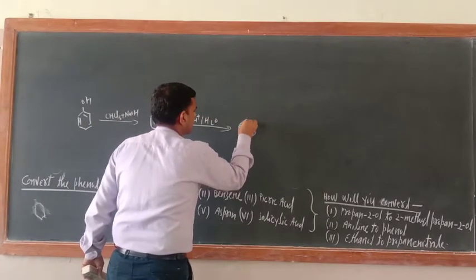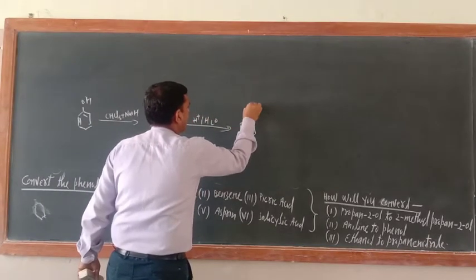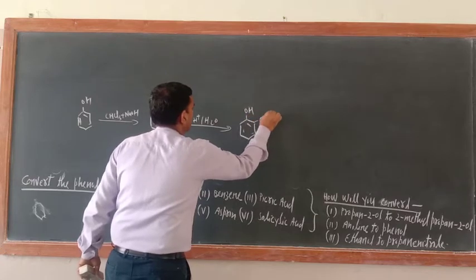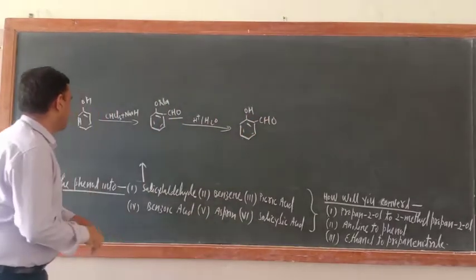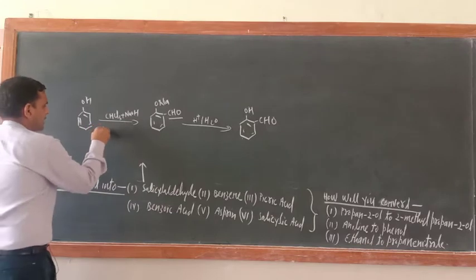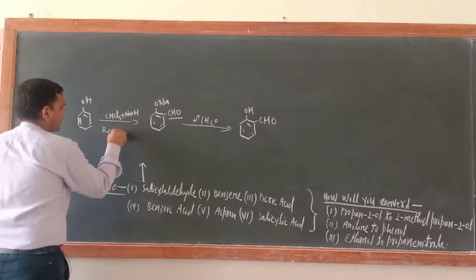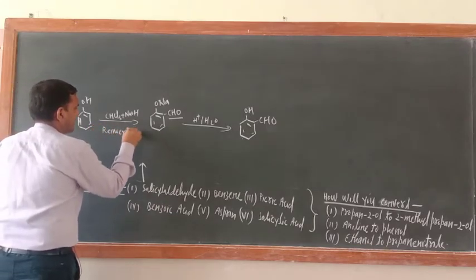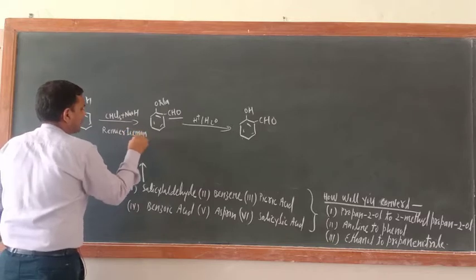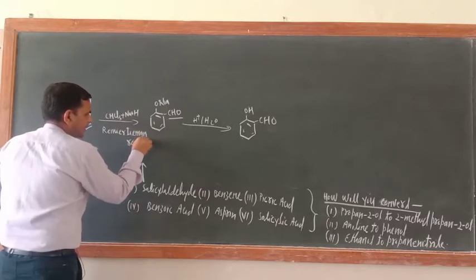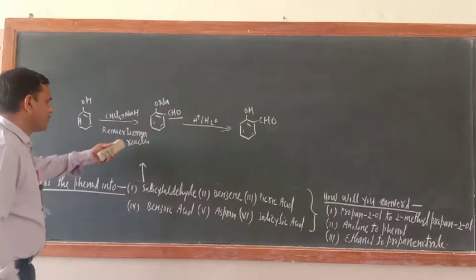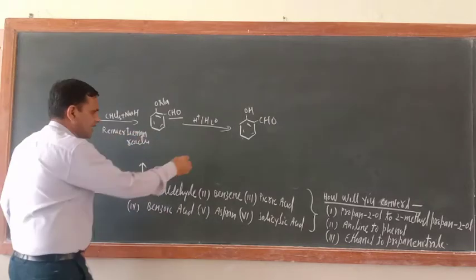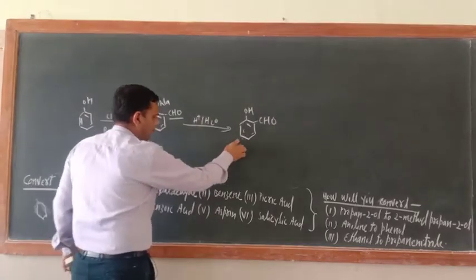You will get this one, OH CHO. This is salicyl aldehyde. This is the Reimer-Tiemann reaction. Only the main product you should write. So you have got this one, which is only salicyl aldehyde.